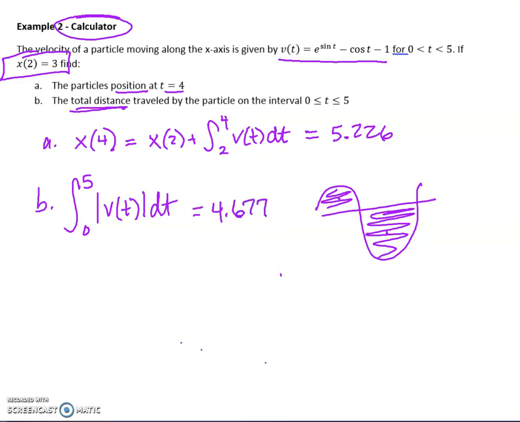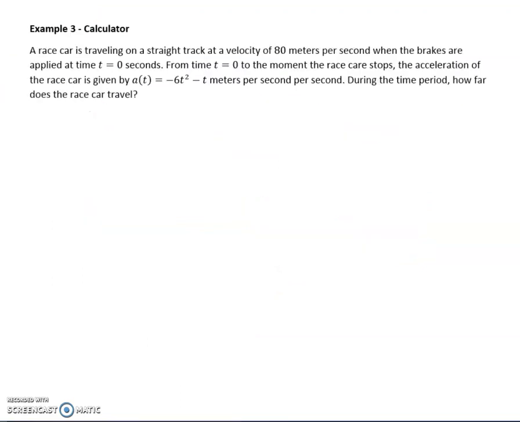Okay. On the next one, we have another calculator problem. Now we kind of have to decipher what's happening here. So we have a race car traveling on a track. It has a velocity of 80 meters per second when the brakes are applied at time equals 0. Now, I'm going to stop for a second. If they're giving you a velocity at a particular time, that's a data point. So I would write that down. The velocity at time equals 0 is 80 meters per second.